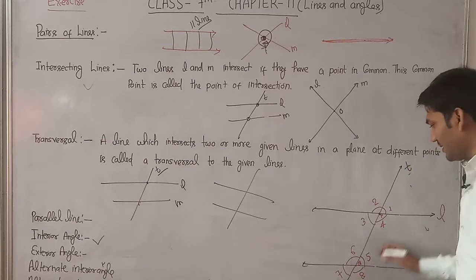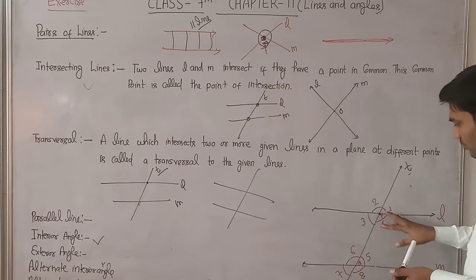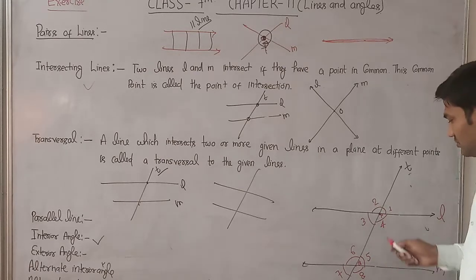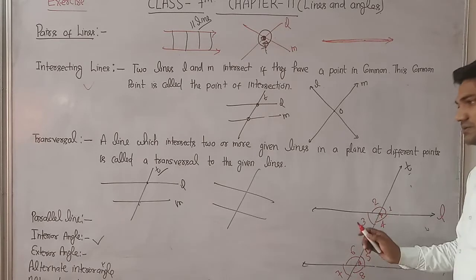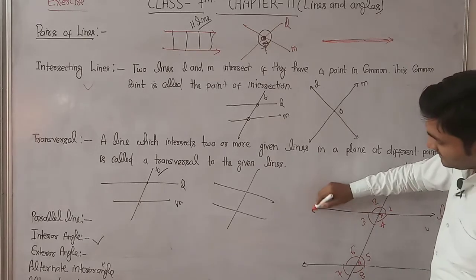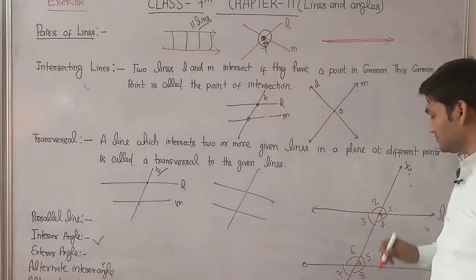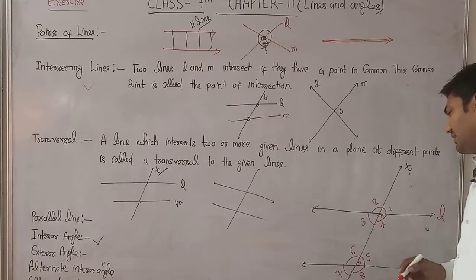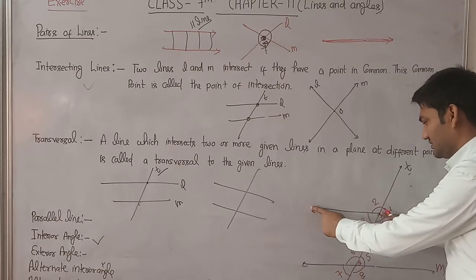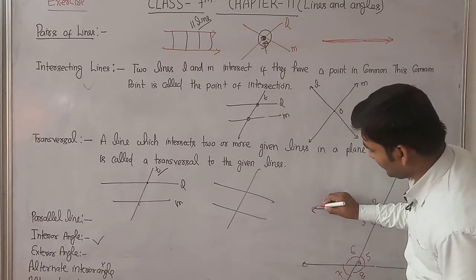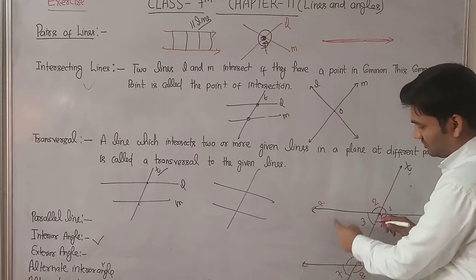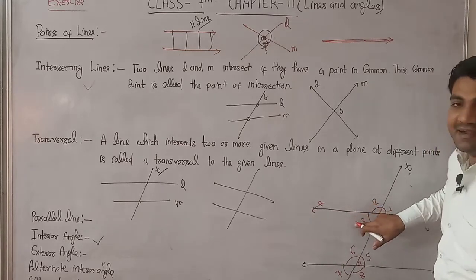Then the transversal forms many angles. If the angles include the PQ arm together with another line segment or another arm, it is called an interior angle. It means PQ is this and another line is this, like PR. Arms PR and PQ include this angle, so it is called an interior angle.